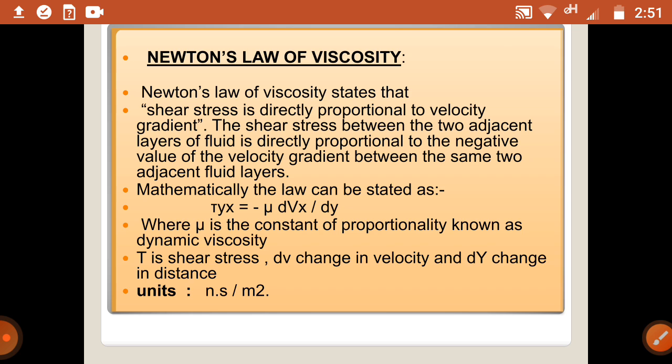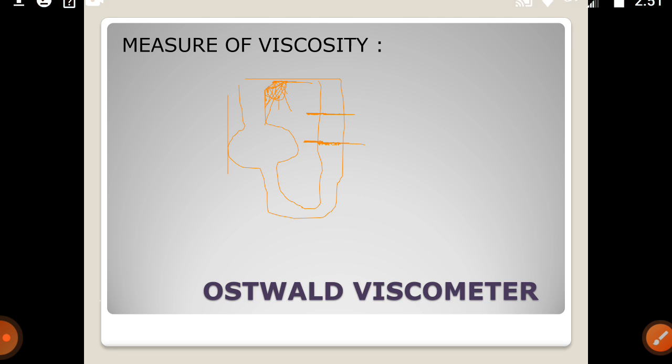The new unit, you have to learn this unit. Why is it Newton second per meter square? Meter square is for the area or the distance dy, and Newton second is for velocity. The unit you have to learn for Newton's law of viscosity is Newton second per meter square.